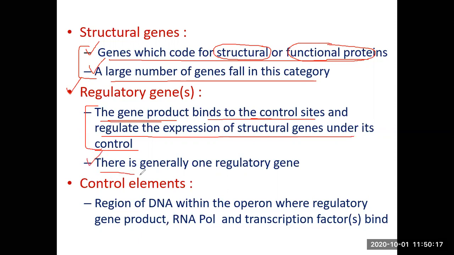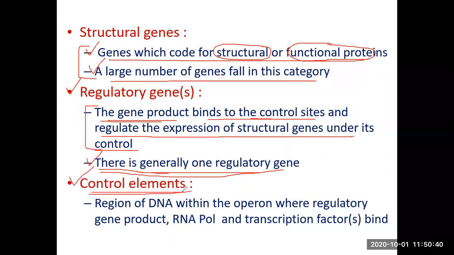As I said, there is generally one regulatory gene to every operon, but there are some exceptions where you have more than one regulatory gene. So for every operon, the structural genes may be multiple, but usually the regulatory gene is only one. And the third element of the operon is what are called control elements.